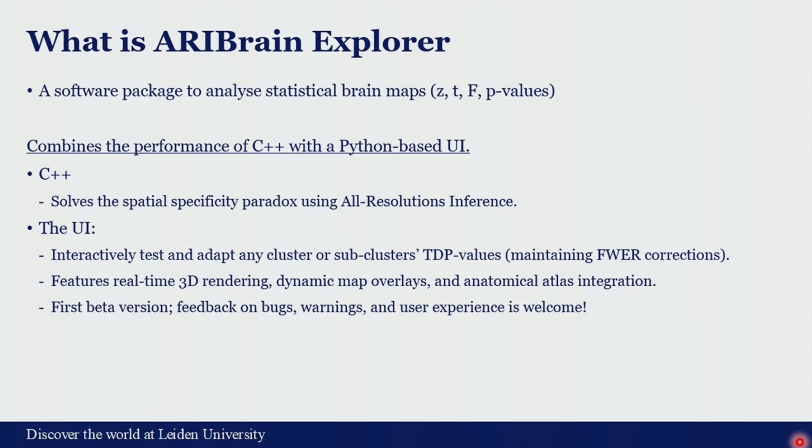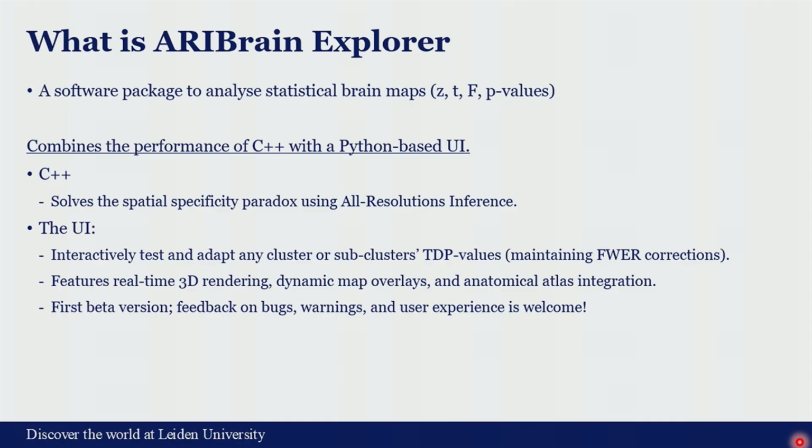So what is the ARIbrain Explorer? It's a software package to analyze statistical brain maps, so Z, T, F, and p-value maps. And it combines the performance of C++ with a Python-based interface. And so the C++ backend solves the spatial specificity paradox. And the UI, as you will see shortly, allows to interactively test and adapt any cluster or subclusters' TDP values. It features real-time 3D rendering of the clusters in a template brain. We show dynamic map overlays, and we have features like anatomical atlas integration.